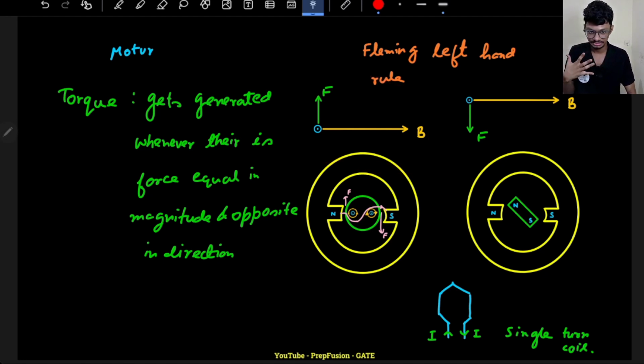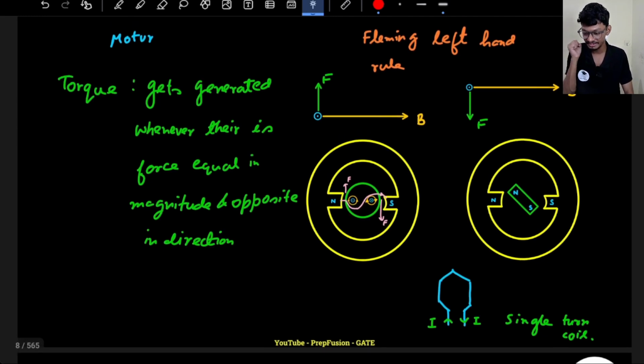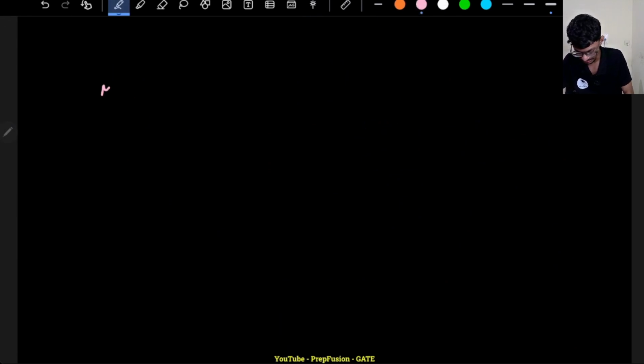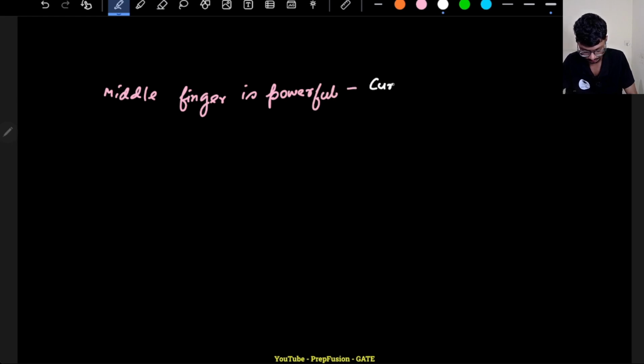I used to forget which one is the middle finger. So always remember, the middle finger is the most powerful finger. Why? It has a very special sign. You guys know what a middle finger means. So if the middle finger is the most powerful one, what will I assign it to? The middle finger will be the current. It is powerful, that means it will be assigned with current.